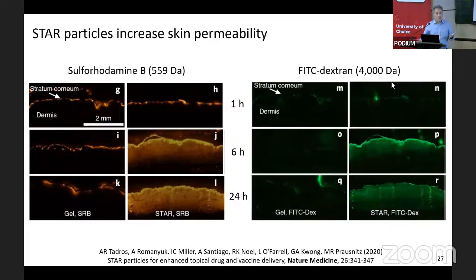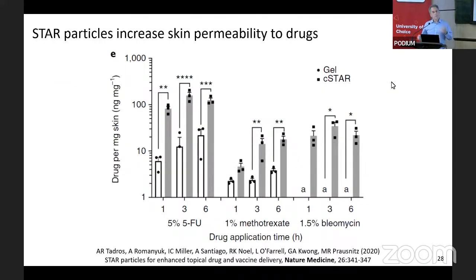We did the same experiment, except this time with a larger molecule, a 4,000 molecular weight dextran with a fluorescent tag on it, and the story is quite similar. We're able to get nice penetration into the skin by rubbing star particles on. So we moved from fluorescent molecules to drugs that might be of interest and looked at 5-fluorouracil. So that's a drug that can be used to treat skin cancer.